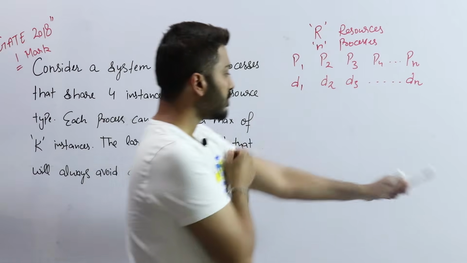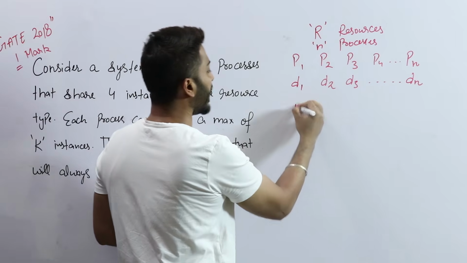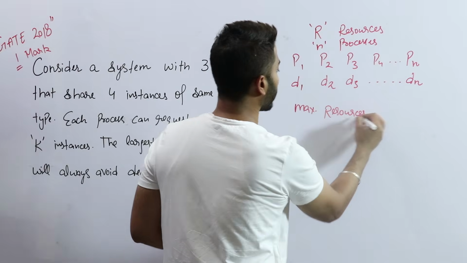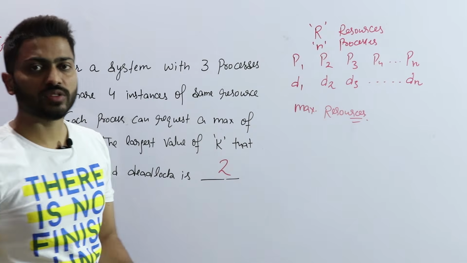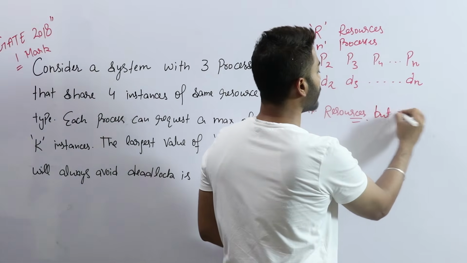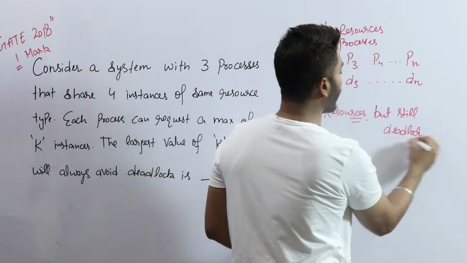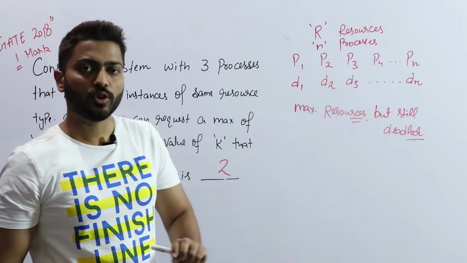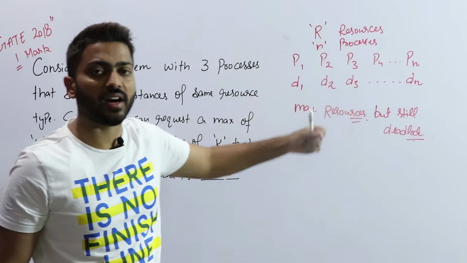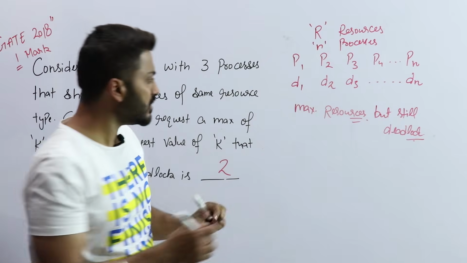Let's say we are finding the maximum resources I provide according to the demand, but still there is a deadlock. Still deadlock means I am trying to provide the resources to the processes according to their demand, but still there is a deadlock. So this is quite tricky.